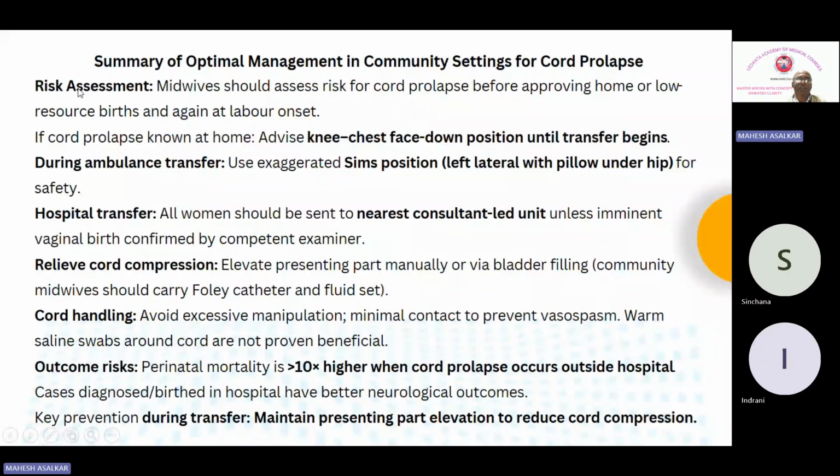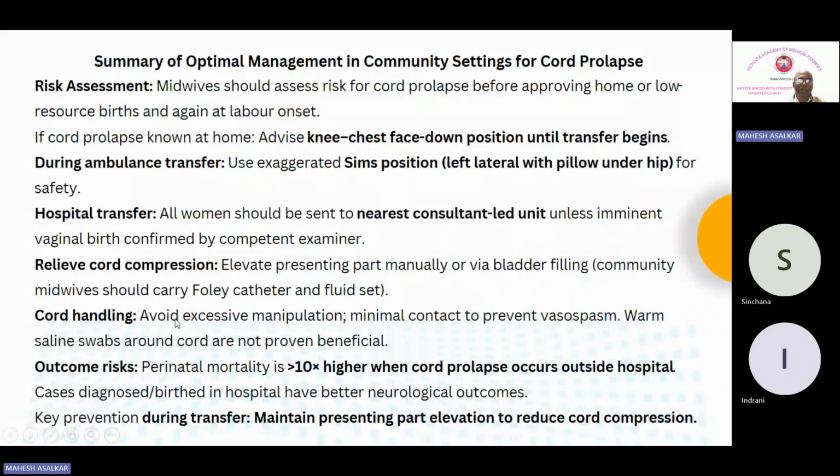Then coming to the summary of optimal management in the community setting. Okay, risk assessment: the midwife should assess the risk of cord prolapse before approving home or low-resource birth, and again at labor onset. If cord prolapse is known at home, then advise the knee-chest face-down position until transfer begins. During ambulance transport, Sims position, left lateral with a pillow under the hip. Hospital transfer to the nearest consultant-led unit. Relieve cord compression by bladder filling or manually, because they are supposed to carry the Foley's catheter and fluid.